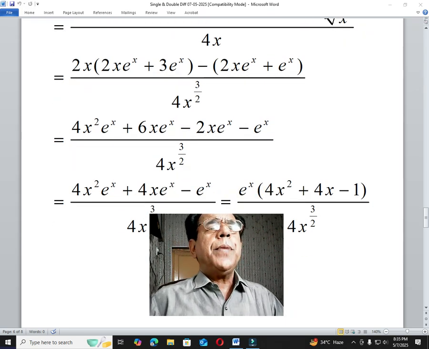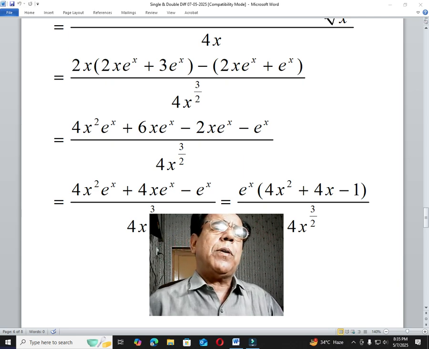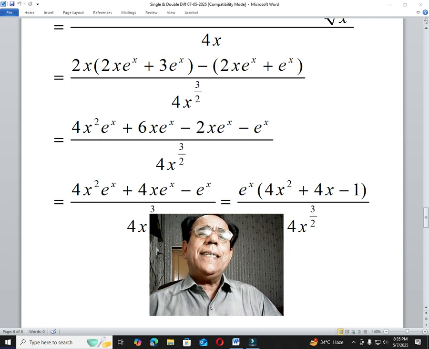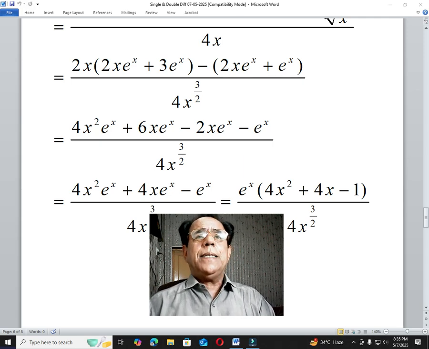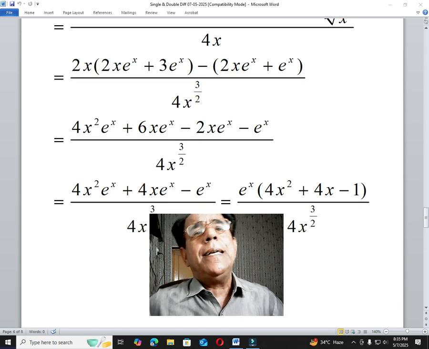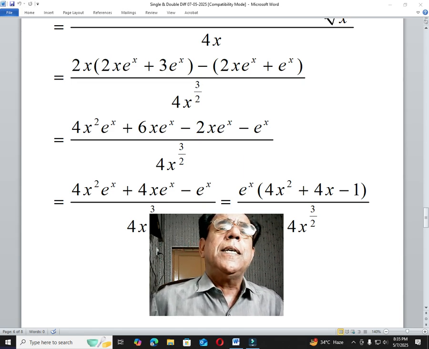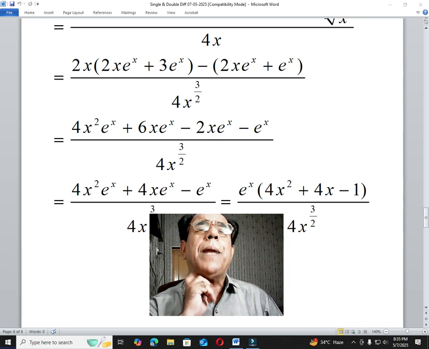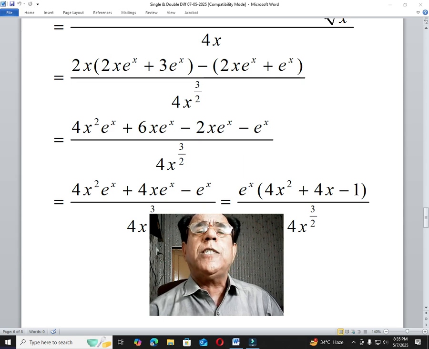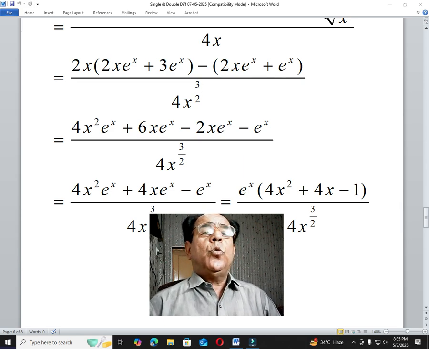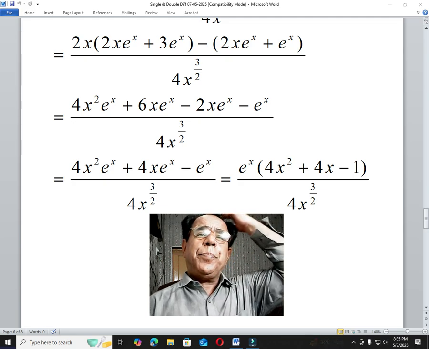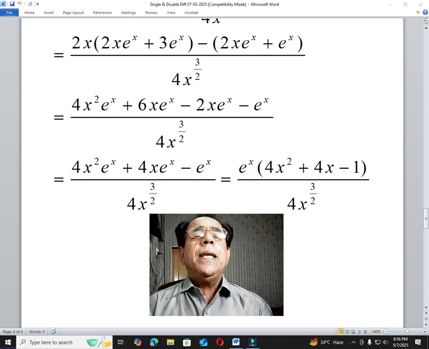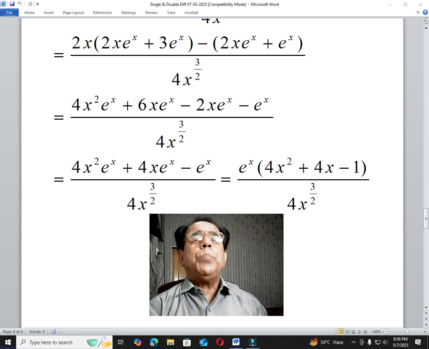2 into 2 is 4, x into x is x square, and then e raised to power x, plus 2 into 3 is 6x as it is, and then e raised to power x as it is, minus 2x e raised to power x minus e raised to power x, because outside the parenthesis there is a minus, so this minus will also apply to e raised to power x if written without the parenthesis. Okay, so the next simplification gives 6x e raised to power x, this is plus, and minus 2x e raised to power x, this is minus.